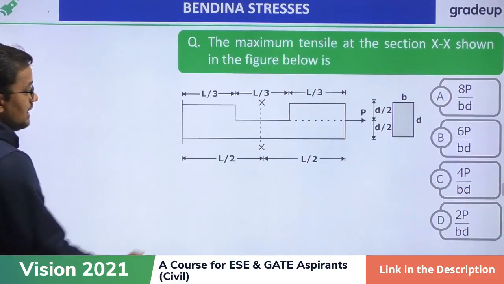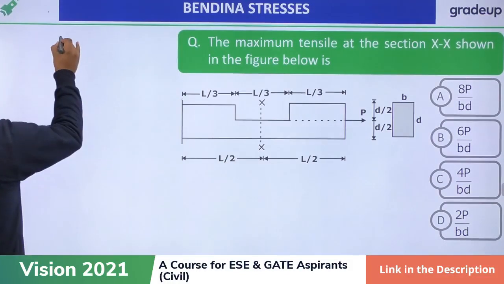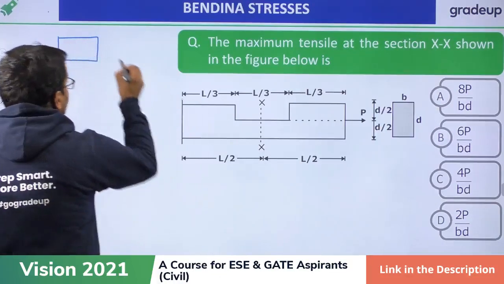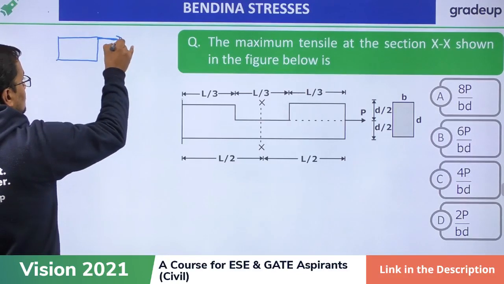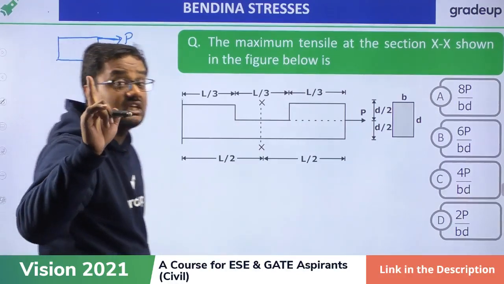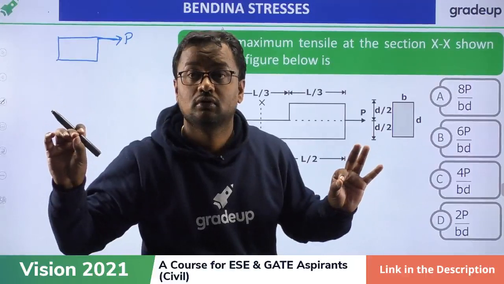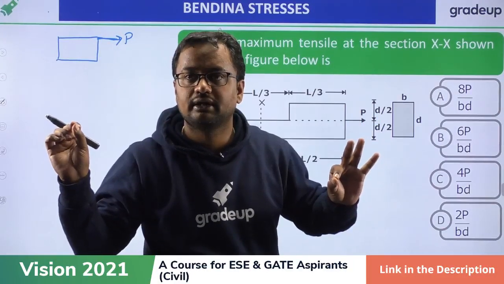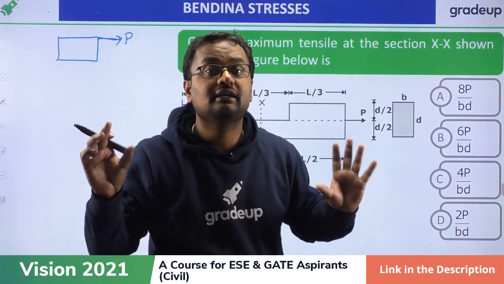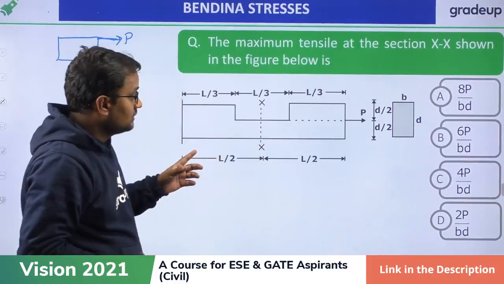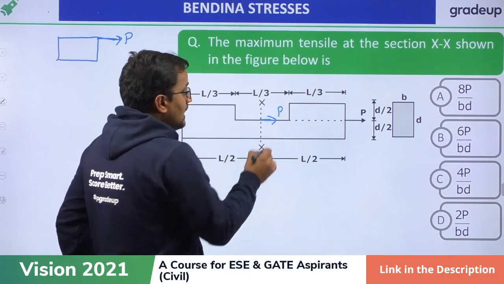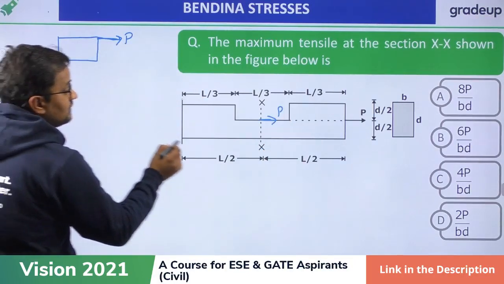See, at XX section I want to draw. So let us draw XX section. It is something like that. How much force is coming? P. And my dear friends, please listen very carefully now. It is a civil GATE question only. Don't worry. This P is acting here. Now, if I calculate the neutral axis of this, how much is it?